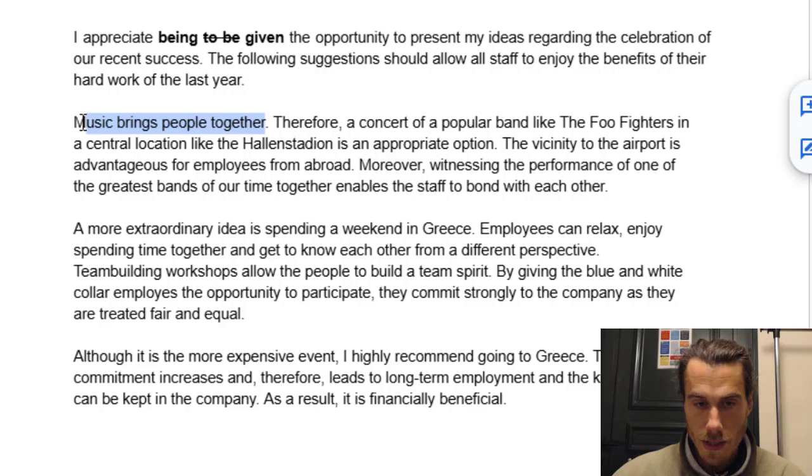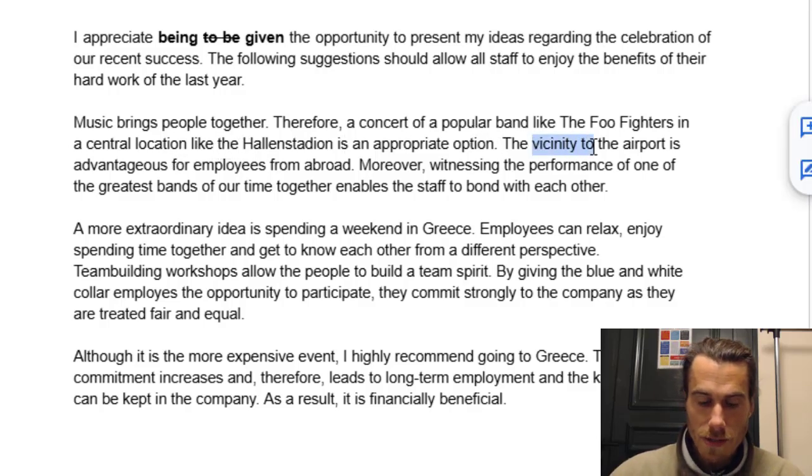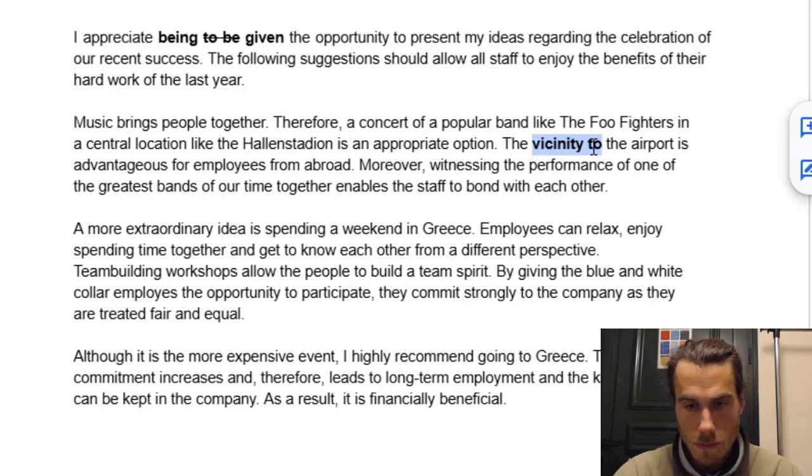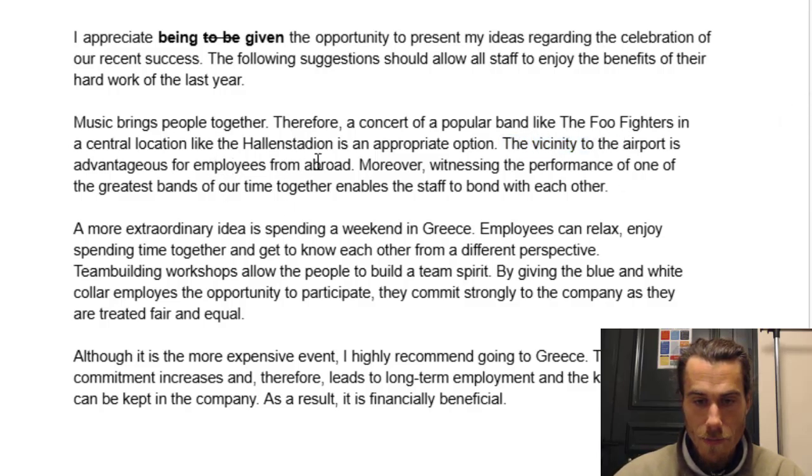So I can see why this is being beneficial, because it's going to bring the company, the people in the company together. It's a good idea. The vicinity to the airport is advantageous. Yeah, normally we say vicinity of something. So I would actually say the vicinity of the stadium to the airport probably would be better. Or maybe you could just say its vicinity to the airport. So then we know we're talking about the stadium's vicinity to the airport. Is advantageous for employees from abroad. Okay. Yes, good point. Another benefit for the employees.